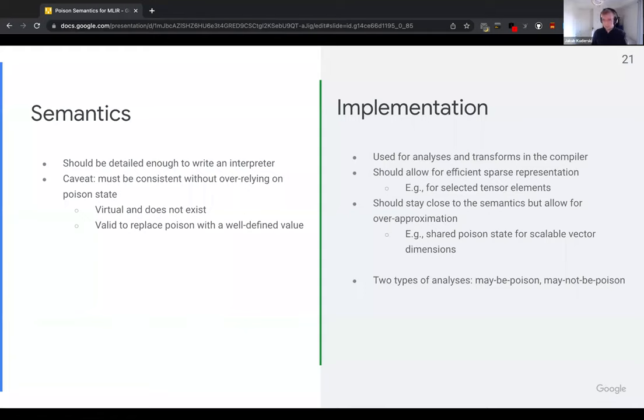In terms of implementation, ideally we want to use it in some analyses and transformations, and this should be derived from the semantics. So, for example, instead of having to fully represent a large tensor of poison bits as the shadow state for the actual tensor values, we could have some over-approximations. We could have a sparse representation that only remembers when something is poison and assumes that otherwise something is not poison. But again, this is secondary, and this is derived from the semantics.